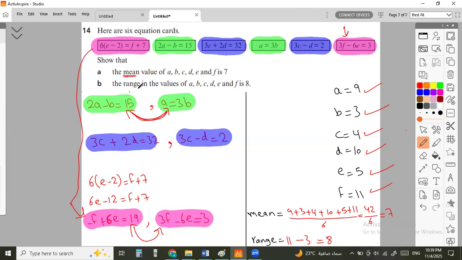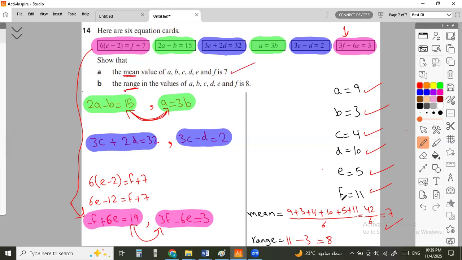The mean and the range, you took them in year 5, year 6, and year 7. Mean: add all the values up, then divide by the number of values you have. So add 9 and 3 and 4 and 10 and 5 and 11, like what I've done over here. They give you 42. And then divide by the number of values. I have 1, 2, 3, 4, 5, 6. So 42 divided by 6. It is the sum of all the values, added up, divided by the number of values. 42 divided by 6 is 7. That's the mean. They wanted you to show that the mean is 7.